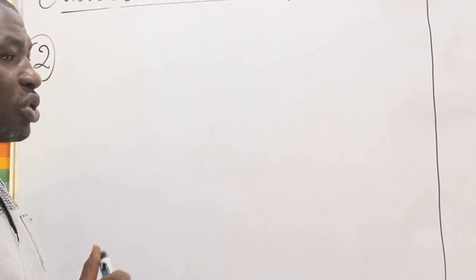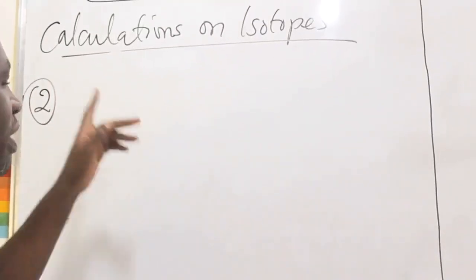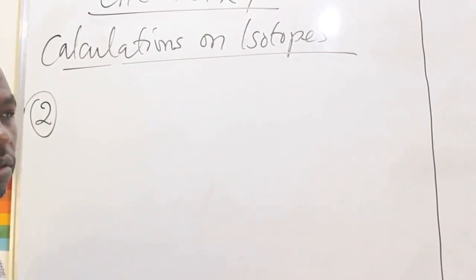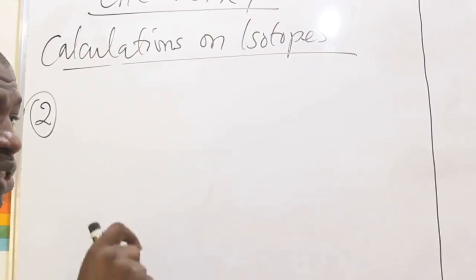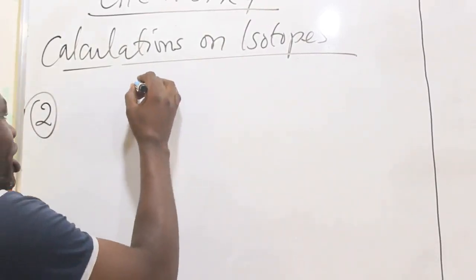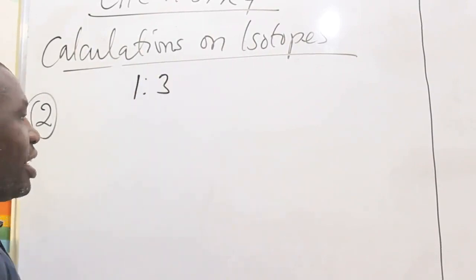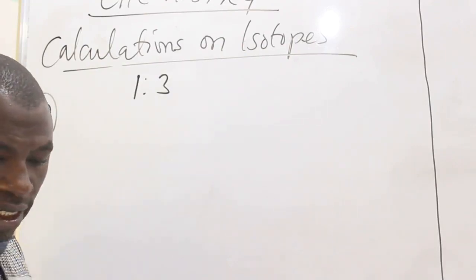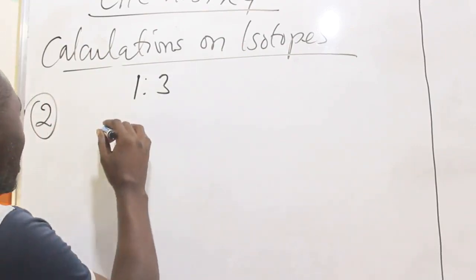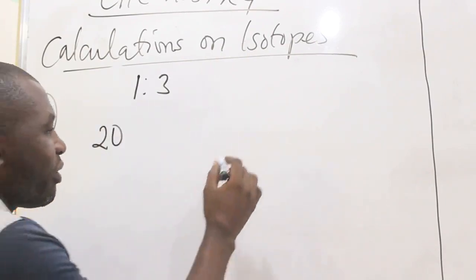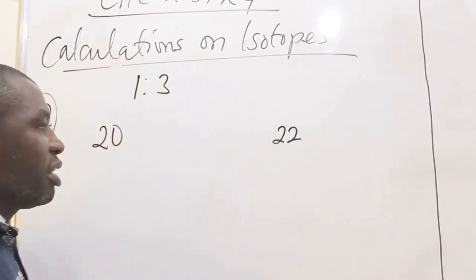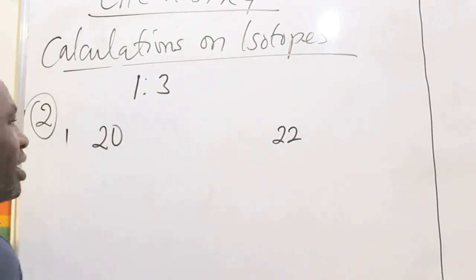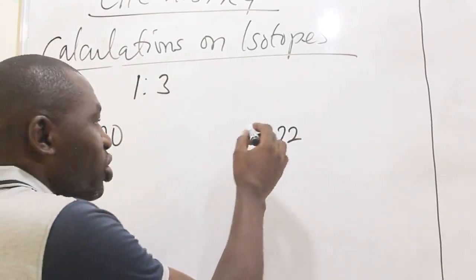Now, in question 2, you will notice that in the first question, they gave us the relative abundance of the different isotopes in percentage. But this one, they gave us a ratio. They say they are present in the ratio 1 to 3. Say you have the two elements. One, the mass is 20, and the other one, the mass is 22. The one with mass 20, they say is present in the ratio 1. The one with mass 22 is present in the ratio 3.